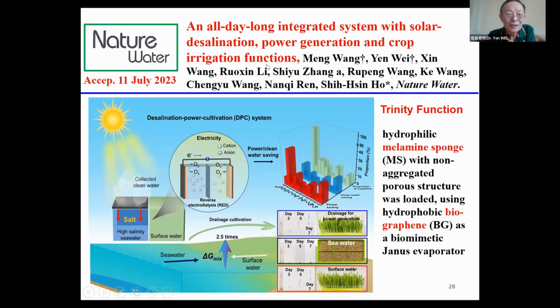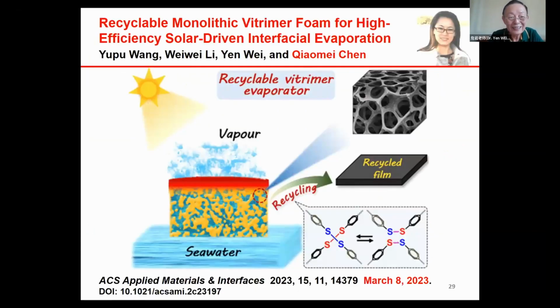Number one, they can do solar desalination all day long and take advantage of the fact that when the water evaporates, the salt concentration becomes large. Therefore, we have an electrical engine to generate electricity.